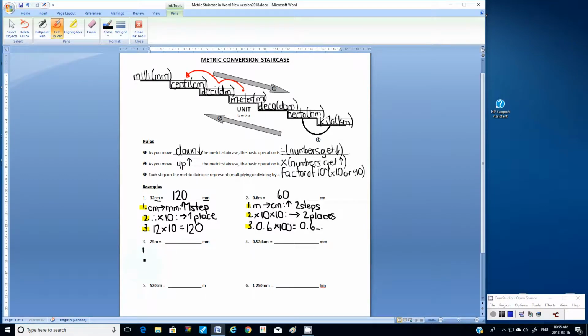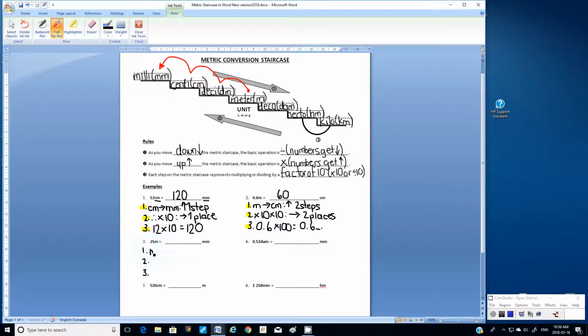All right, 1, 2, 3. Okay, so question 3 is asking us to go from meters to millimeters. Okay, so let me erase this. All right, so meters is here, and we're asked to go to millimeters. So 1, 2, 3 steps. Okay, this is 3 steps up. All right, so let's write down all of our work here.